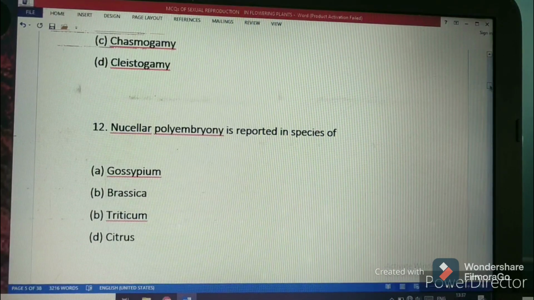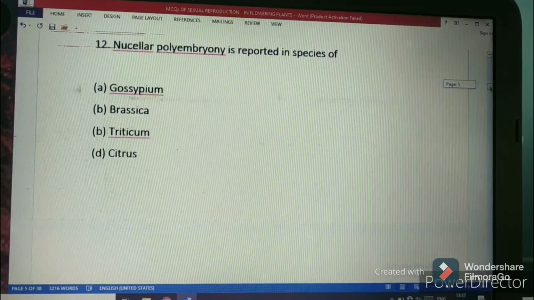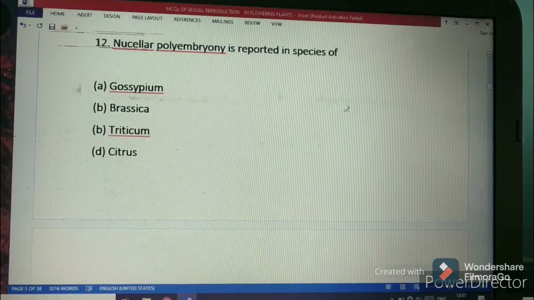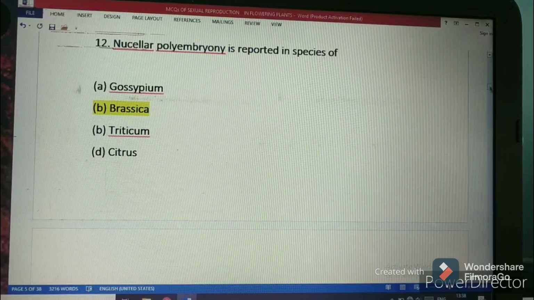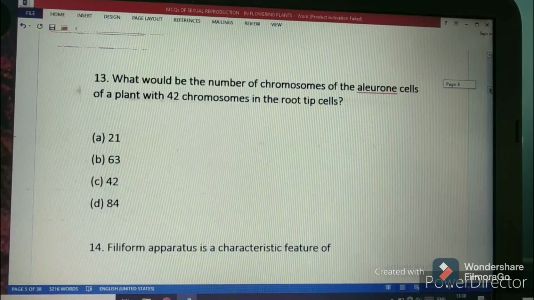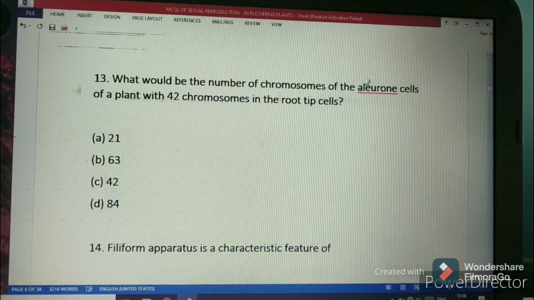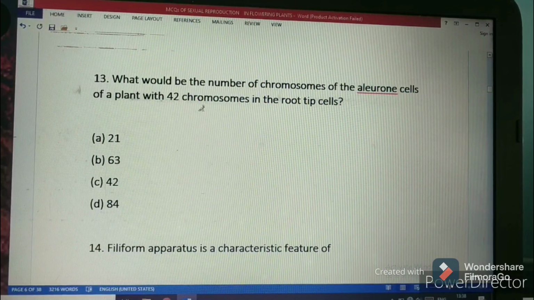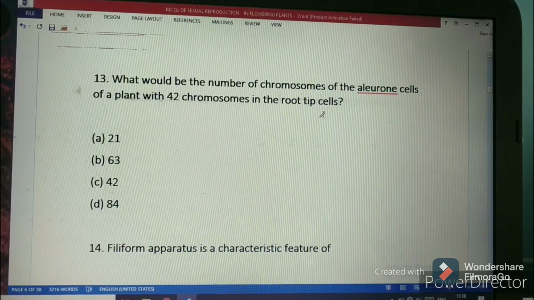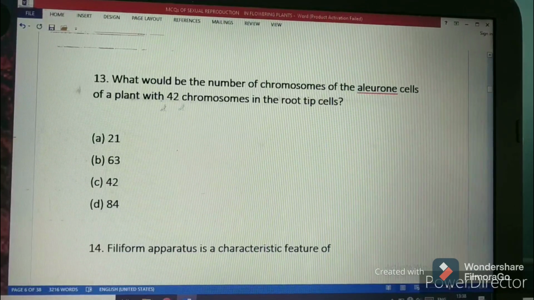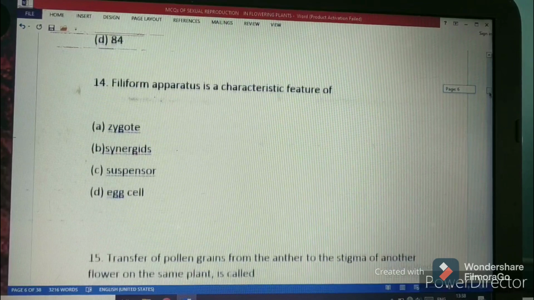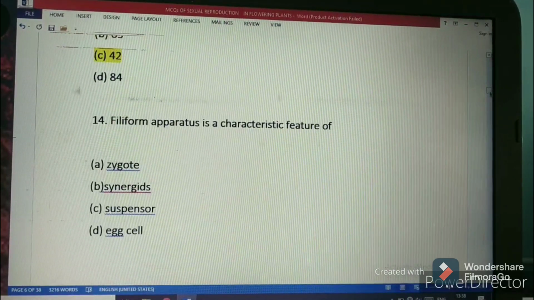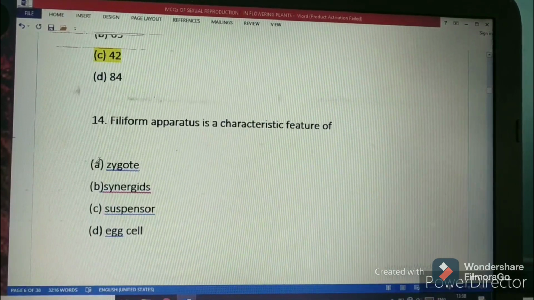Nuclear polyembryony is reported in species of Brassica. What would be the number of chromosomes of the aleurone cells of a plant with 42 chromosomes in the root tip cells? 42. Filiform apparatus is a characteristic feature of A. Zygote.